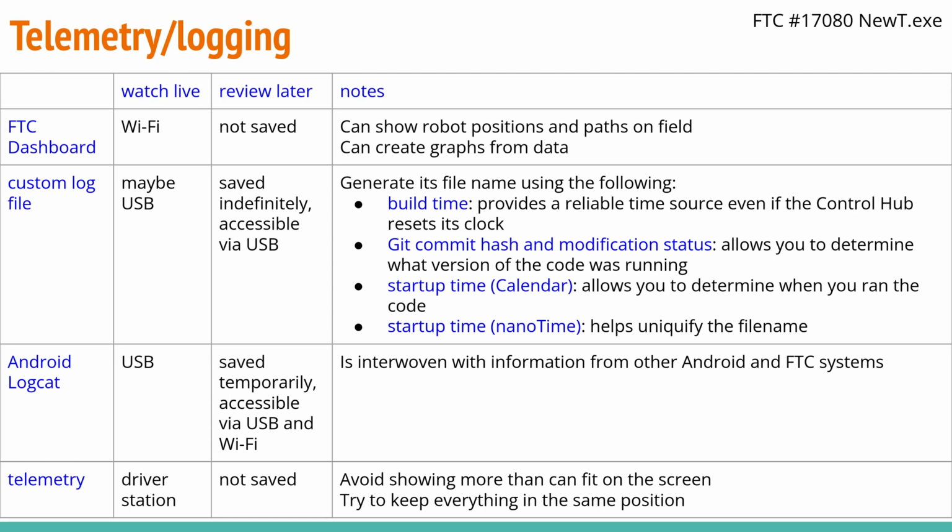So for the file name, what we did was we included the build time to make sure we had a reliable source of time, because the control hub sometimes resets its clock for some reason. The git commit hash and modification status keep track of what version of the code we're running. The startup time from calendar allows you to determine when you started it, again assuming that the clock didn't reset. And then the now time helps make sure the file name is unique, so you don't overwrite old log files by accident.